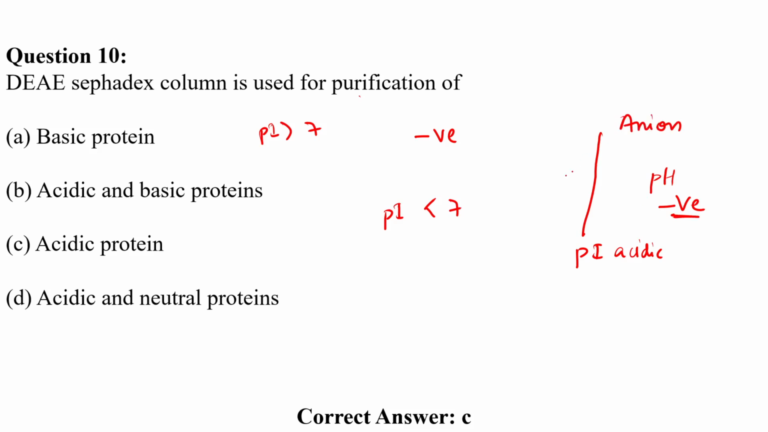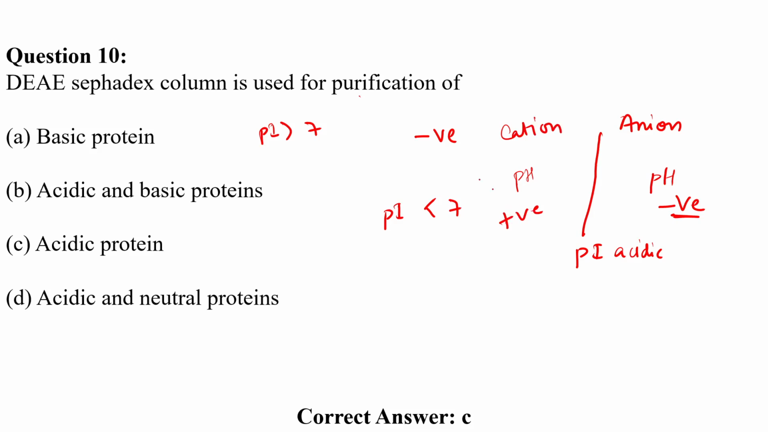Now, basic proteins will have a high pI, like 10, 11. So for a high pI, the pH 7 will be on the left side of the wall. It hasn't crossed the pI wall. That means at this stage we will use cation exchange, because we will have positive charge on the protein.